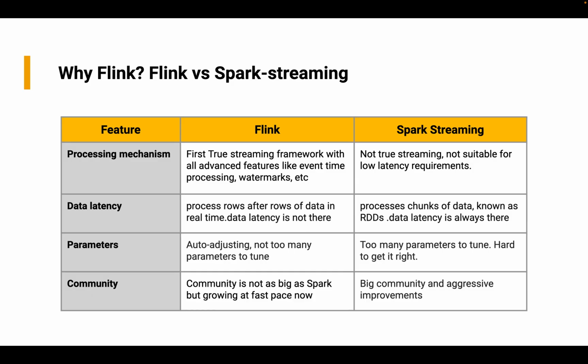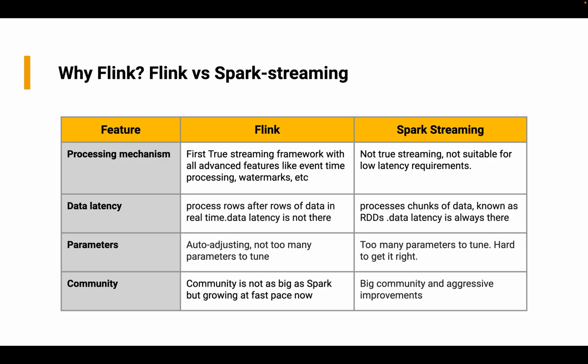So why Flink? Flink represents real-time processing because it is the first true streaming framework with all the advanced features like event time processing, watermarks, etc. Of course, there is also Spark streaming. Spark streaming is not truly streaming, rather it slices the whole stream into multiple chunks and then processes them with a batch processing approach. So when it comes to data latency, Flink processes the data at row level or record level, but Spark streaming processes the data at an RDD level, which is the basic unit of data in Spark.